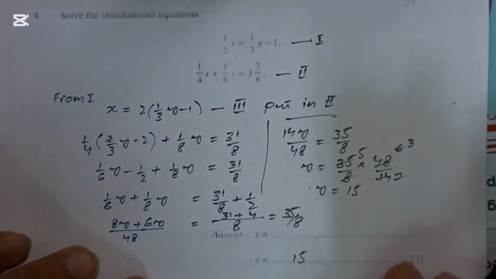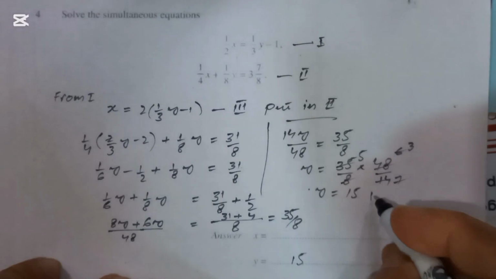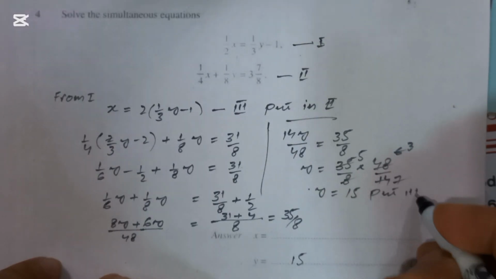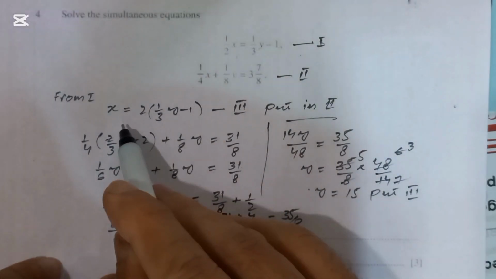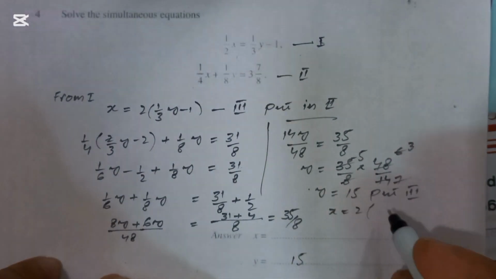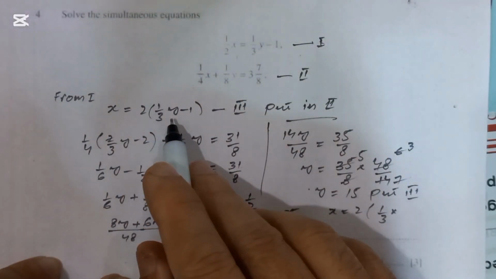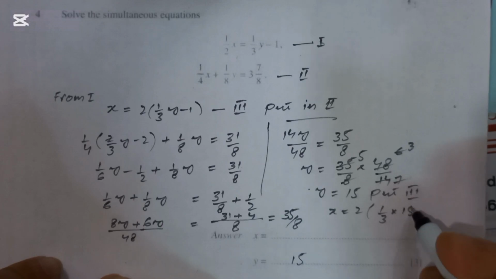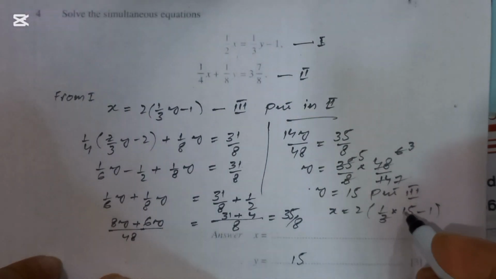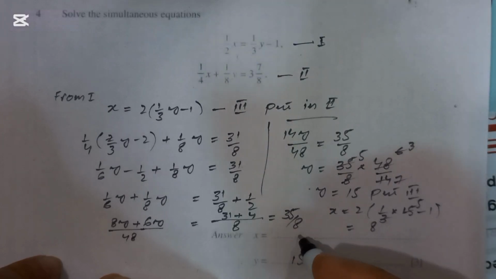Whenever you get the value of one variable, just put it in equation number 3. So x is equal to 2 into 1 by 3 y. So 1 by 3, and in place of y, put the value of y, that is 15, and this minus 1 will remain as it is. Now solve it. 3 5s are 15, 5 1s are 5, minus 1 is 4, 4 2s are 8. So the x value is 8.